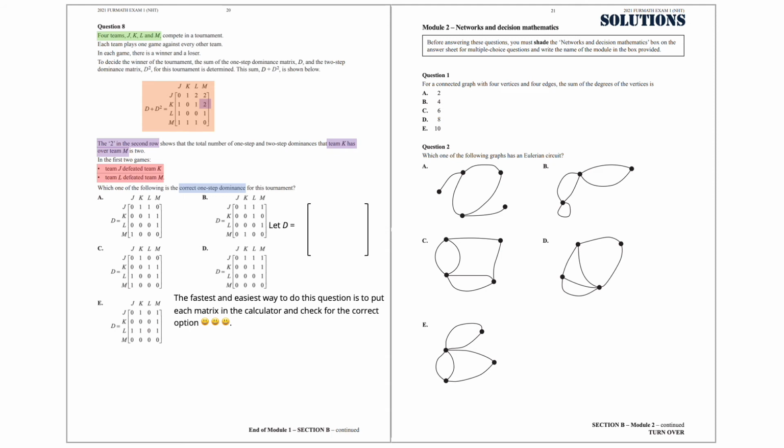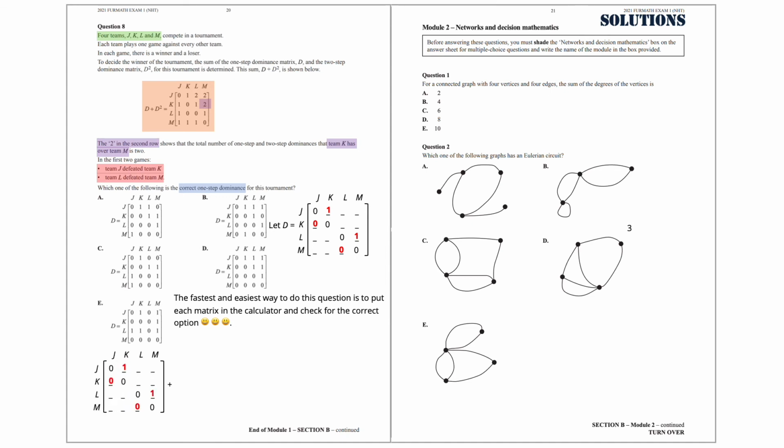We let D equal this matrix. We have a 1 in row 1, column 2, because Team J defeated Team K, which means that there is a 0 in row 2, column 1. Also, Team L defeated Team M, which means that there is a 1 in row 3, column 4, and a 0 in row 4, column 3.